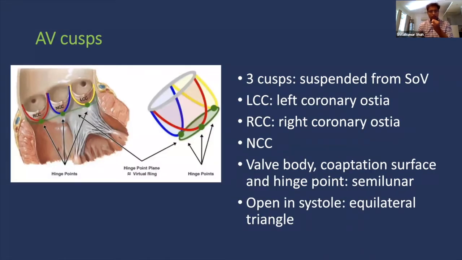The three aortic valve cusps are similar in size and morphology, and their nomenclature comes from the respective coronary ostia. So the left coronary cusp is by the left coronary ostium, and the right coronary cusp by the right coronary ostium. Each cusp has a valve body, a coaptation surface, and a physiological hinge point that attaches the cusp to the annulus and gives it a semi-lunar appearance. The cusps open in systole, and it gives an equilateral triangle.